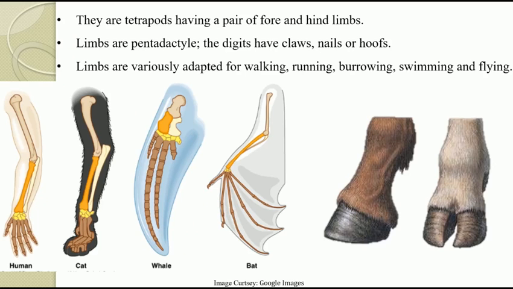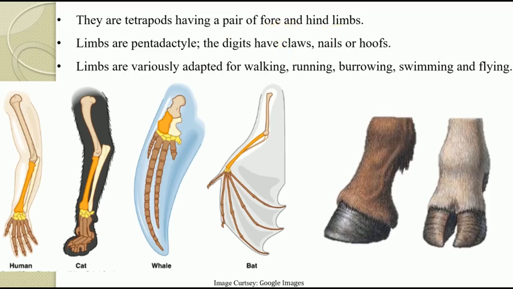Tetrapods, in the sense that they have a pair of fore and hind limbs. So there are a total of 4 legs: 2 lie in the pectoral girdle and 2 lie in the pelvic girdle, which are respectively known as the forelimb and the hind limb. Hence they are known as tetrapods, as they are walking on 4 legs.